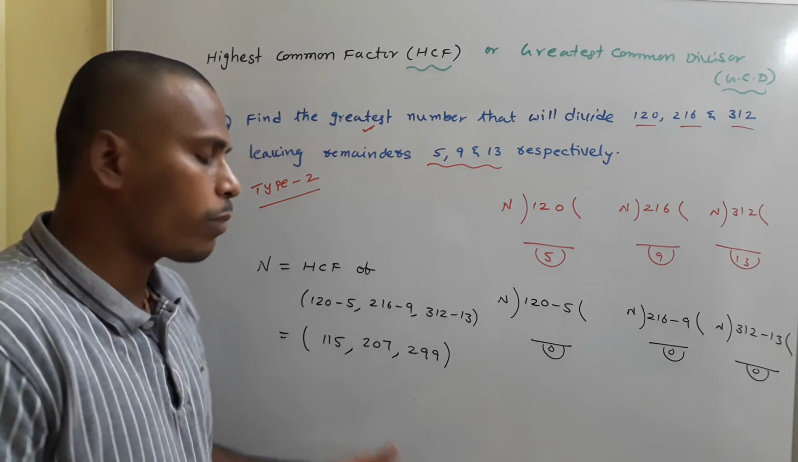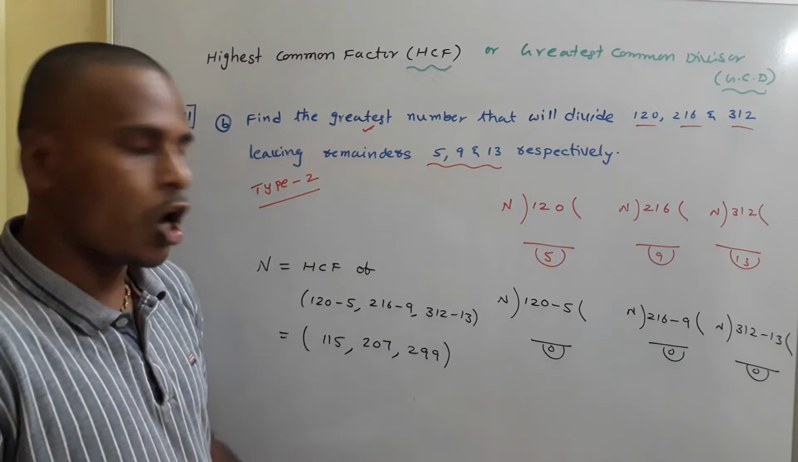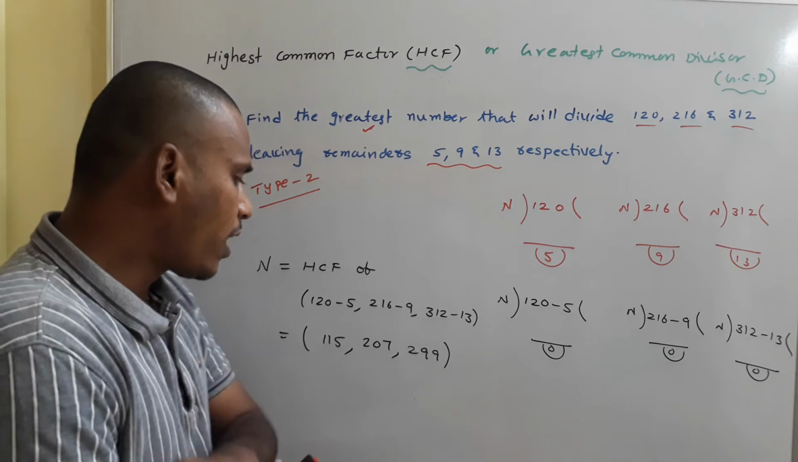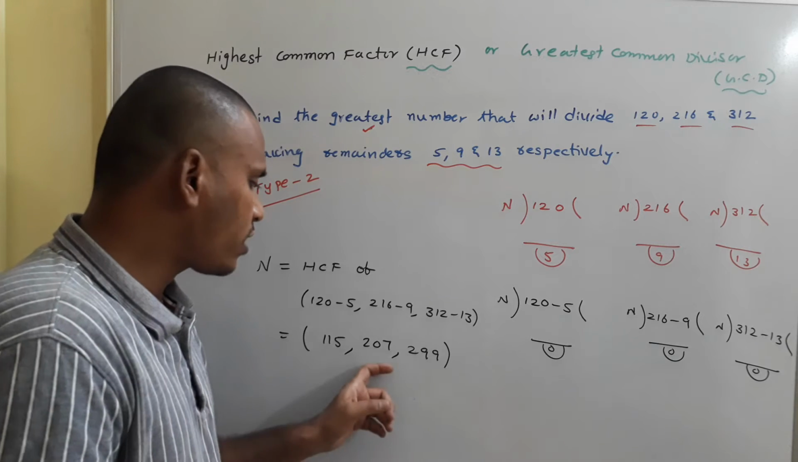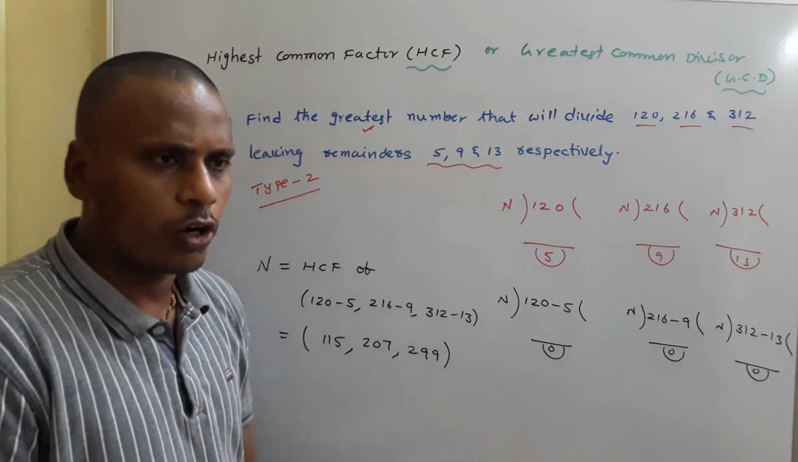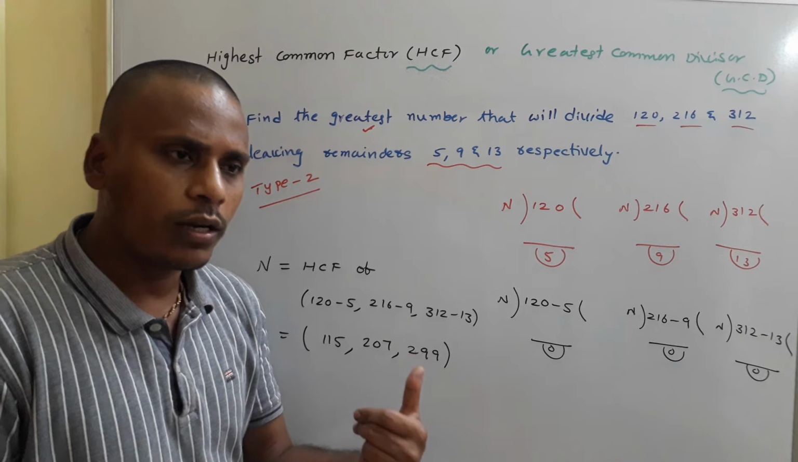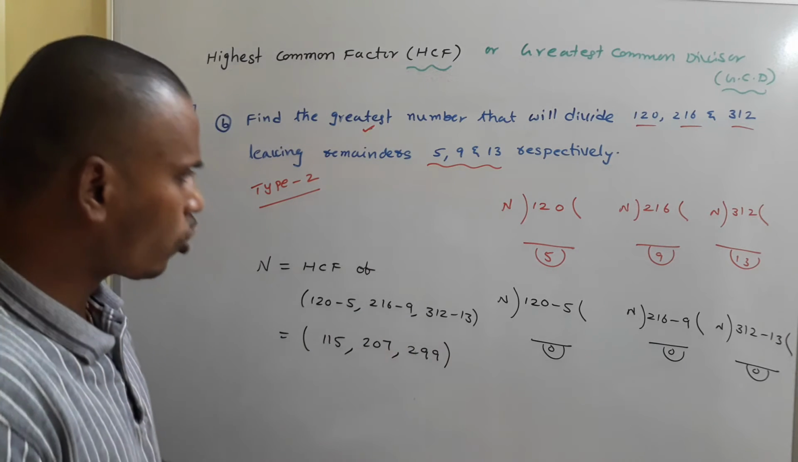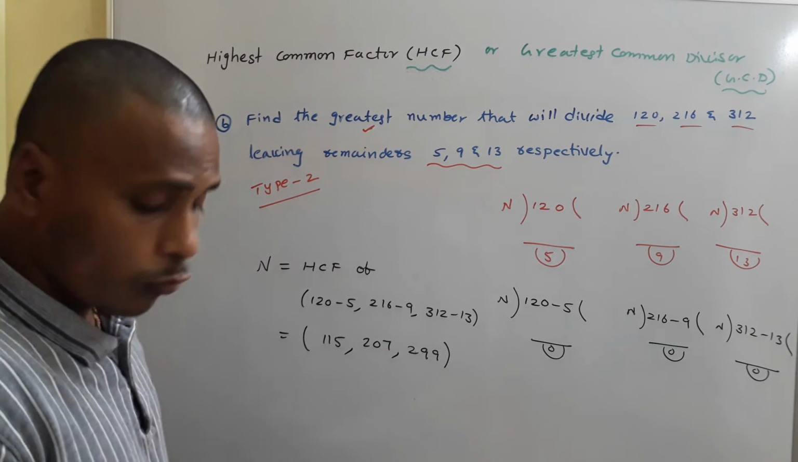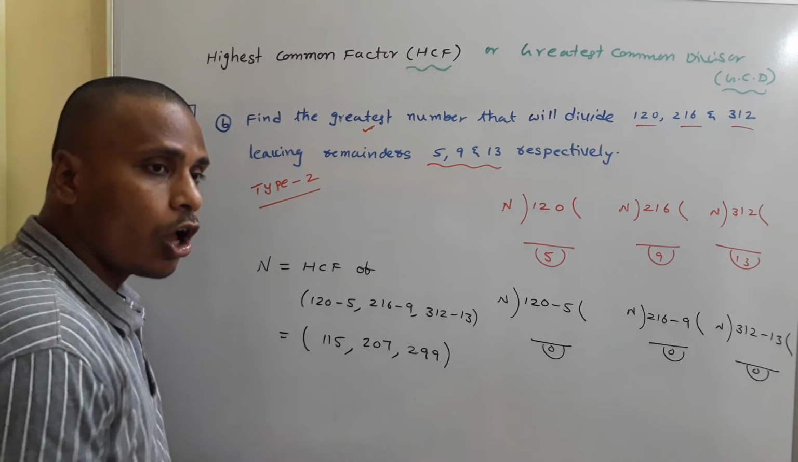So either we may go with the prime factorization method or the long division method. Here, writing the prime factorization for 207 and 299 may be a bit difficult, and that's why I am doing it with the long division method. That's our choice. How to find the HCF now using the long division method?